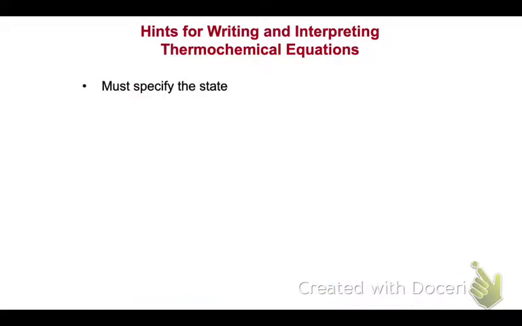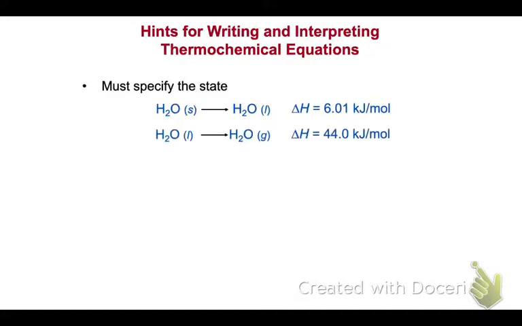We must specify the state because every state has a different potential energy. For example, melting ice will demand 6.01 kilojoule per mole, but evaporating water, 1 mole of liquid water, will demand 44.0 kilojoule. 2 different processes. It's very important that I distinguish, am I melting ice to liquid or am I evaporating liquid to gas?